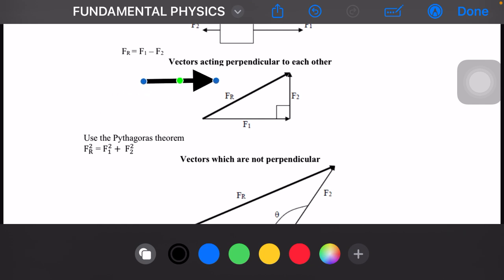Okay, vectors acting perpendicular to each other. How do you find the resultant force? If the vectors are perpendicular to each other, which is 90 degrees here, what do you use? You simply use the Pythagoras theorem. Here we have f1 and f2, and use the Pythagoras theorem. It's as simple as that. Then we'll move on.